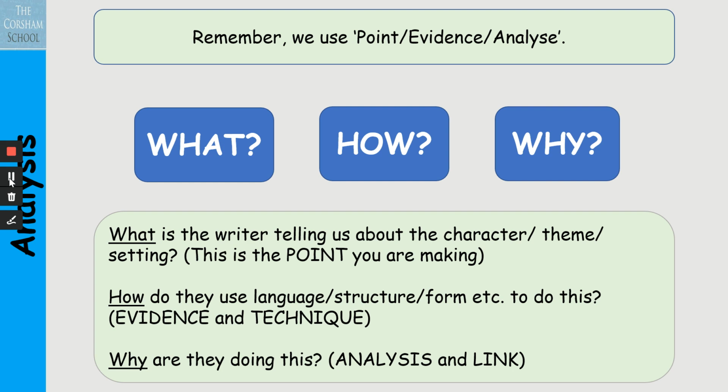Remembering that we use point, evidence and analyse when we're looking at an extract. The point is what the writer is trying to tell us. The evidence is that piece of text, and how they use the language or the structure to do this. So whether there's some repetition or some alliteration, a rule of three, tricolon, maybe a metaphor or a simile. And then we're analysing why they're doing this. What is it they're trying to tell us and how are they trying to present that character?